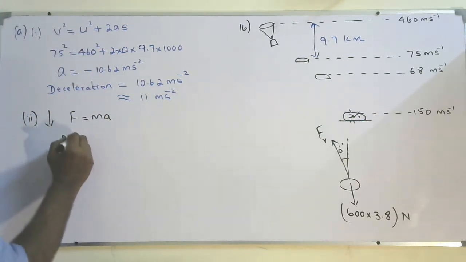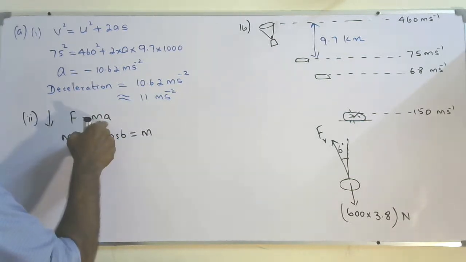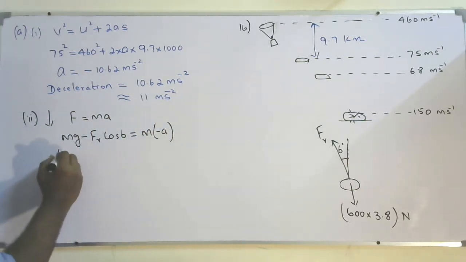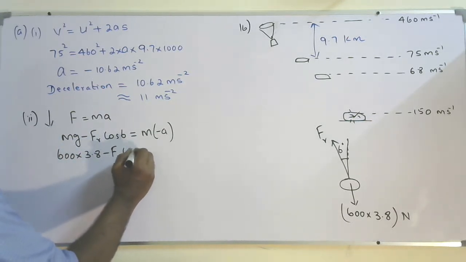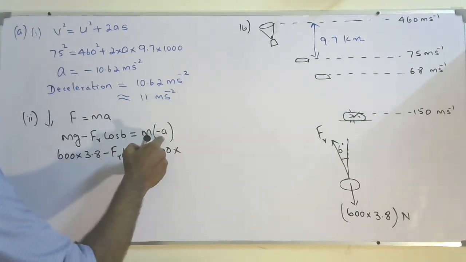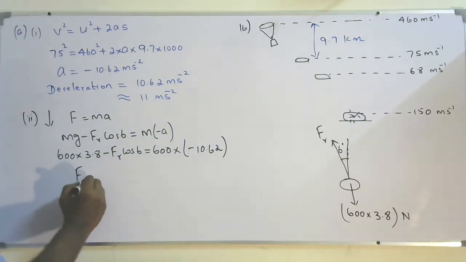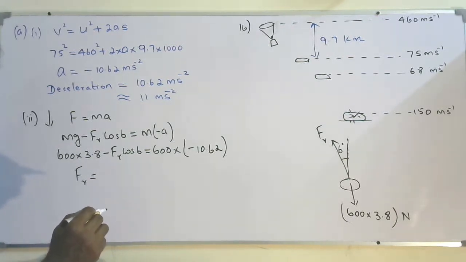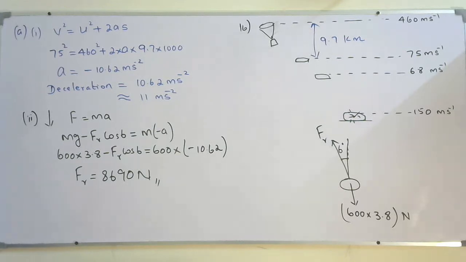So the total downward force is mg minus FR cos 6 equals m times a, where a is the deceleration. So I should substitute the deceleration, so it should be a negative value. So mg, that is 600 times 3.8, minus FR cos 6 equals m, 600, times a, the deceleration, so minus 10.62. Solve it and find FR. You will get FR equal to almost 8690 newton. If you give it in three significant figures, you can say 8700. It's okay.